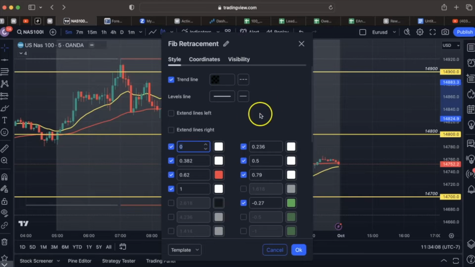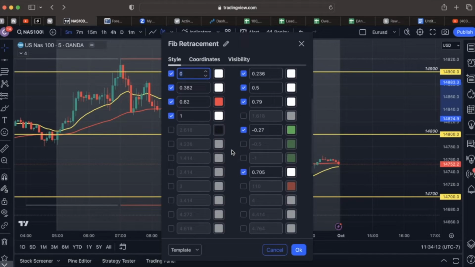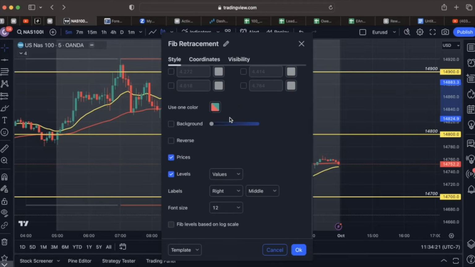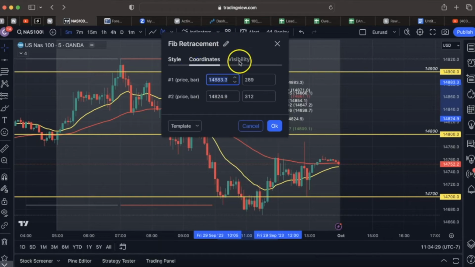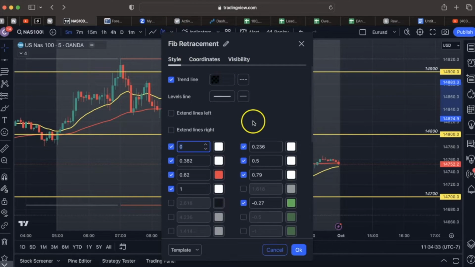Take a screenshot right now. And what you guys are going to need to do is add in all these levels right here. These are key levels right here. Very important, and I will explain it all to you. Take a screenshot right now. Guys, your fibs are going to be looking so good after this. The coordinates, I think, are pretty much the same. Visibility, yeah, this should all be preset already. The style, you guys just need to change.